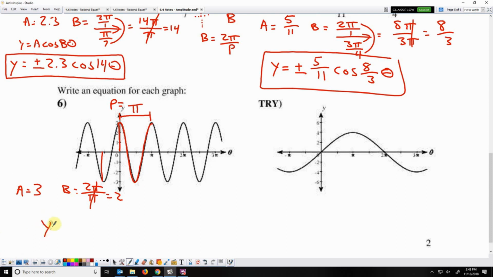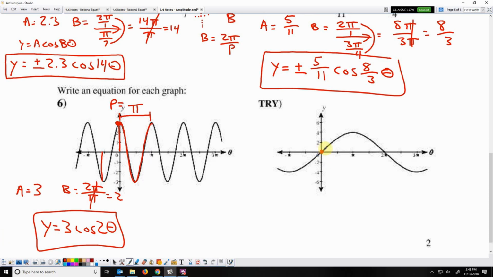So my equation is y equals, and because it starts at the top, it is cosine. Whether it starts at top or bottom, it's cosine. And since it happens to be at the top, it's going to be positive cosine. So positive 3 cosine 2 theta. Had it started down here and gone up, then I would have negative 3 cosine 2 theta.